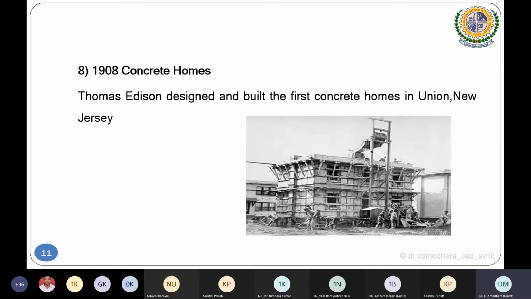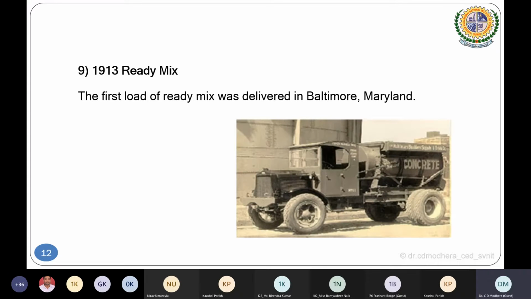1908, concrete home. Thomas Edison designed and built the first concrete home in Union, New Jersey. So I think this is one of the buildings I wanted to show that was also made from concrete. Ready mix, I think that is not related to structure, but the first load of ready mix was delivered in Baltimore, Maryland.